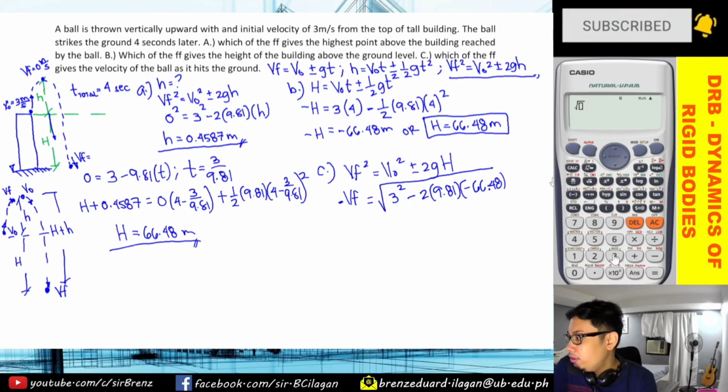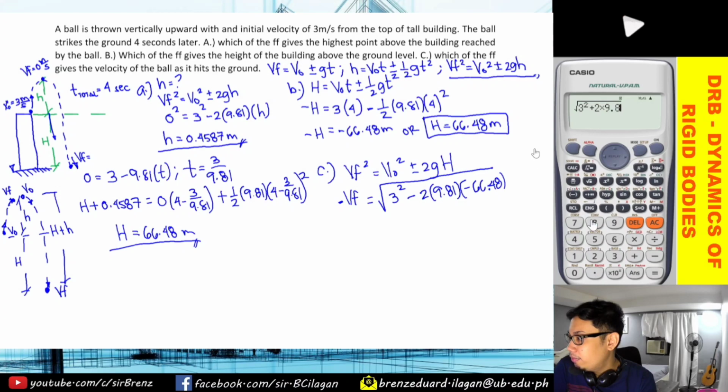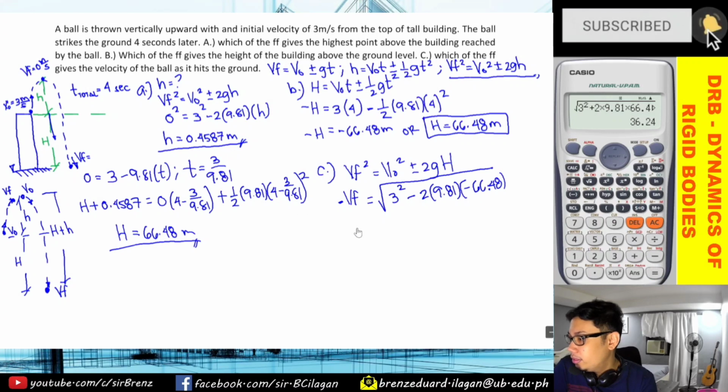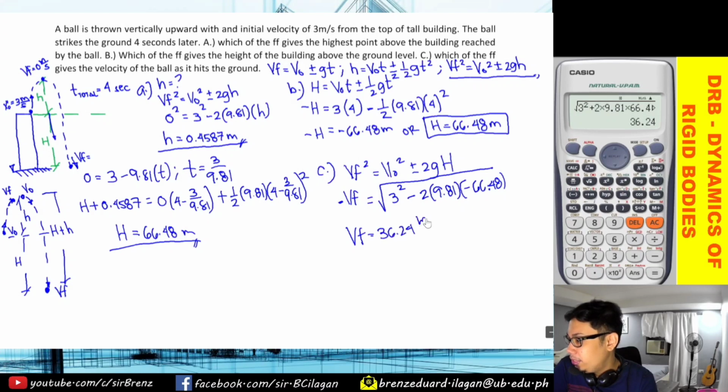So, square root of 3 squared plus 2 times 9.81 times 66.48. So, the final velocity is equals siya sa 36.24 meter per second. So, meaning downward siya.